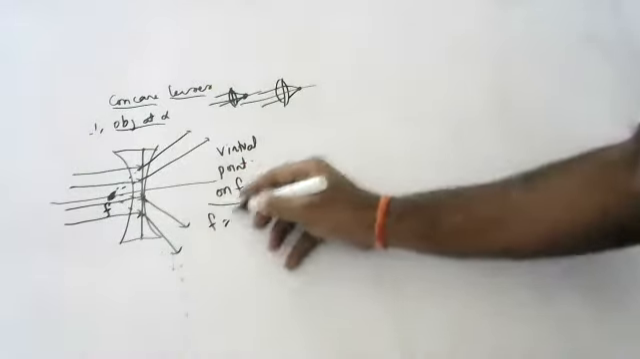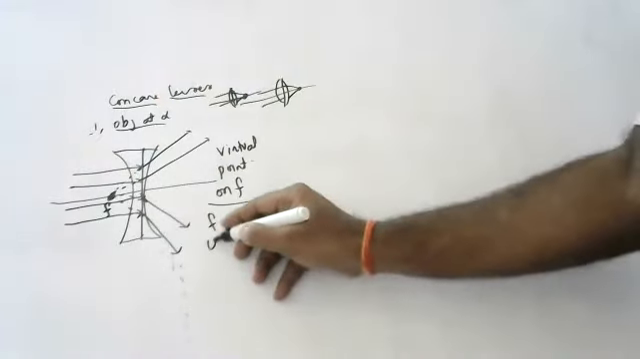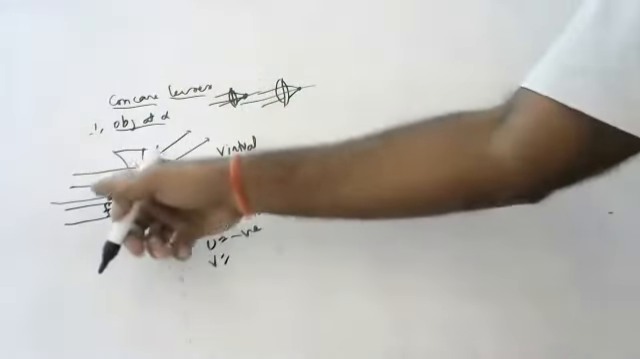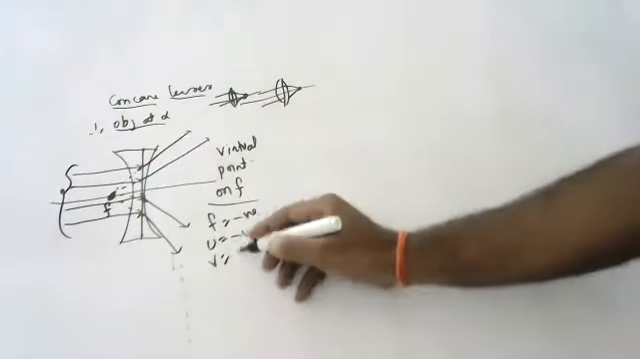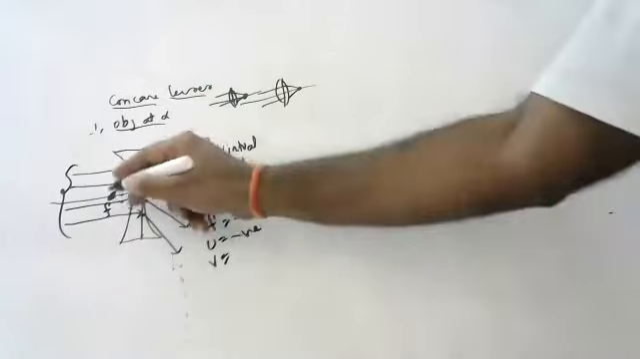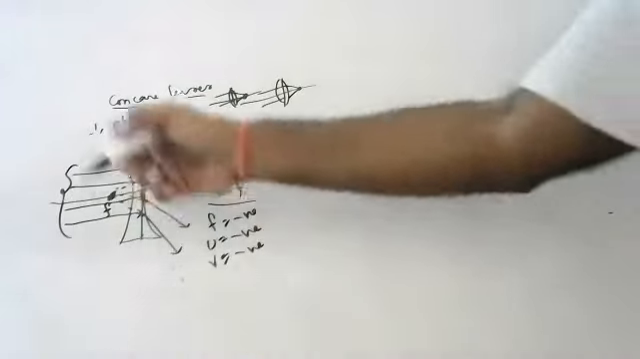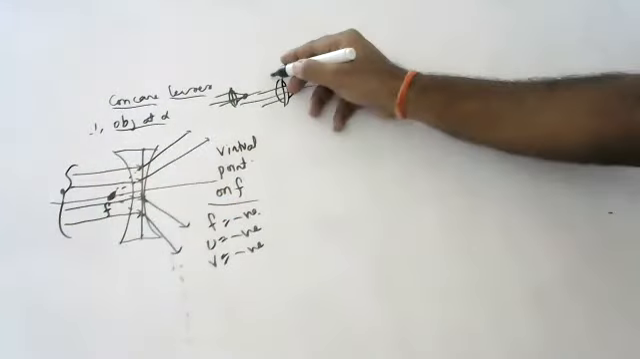Now, children, focal length for a convex lens I told is positive, but for a concave lens it is negative. Object distance is negative only, children. Blindly you can put it. Object and image are on the same side. This is the object, this is the image. Object and image on the same side means V is positive or negative? Negative. Where the object is, the image is also on that side, so negative.